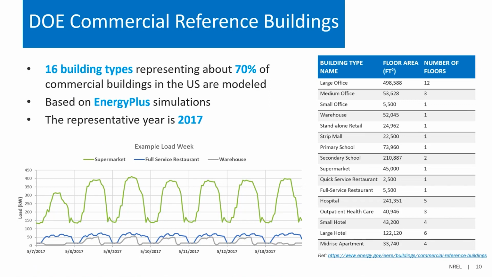There are 16 buildings in this data set, and they represent about 70% of all the commercial building stock in the US. The loads are modeled using EnergyPlus simulations that vary across the day, across the week, and across seasons. A representative week can be seen here of what these loads would look like for the various building types listed in the table on the right.